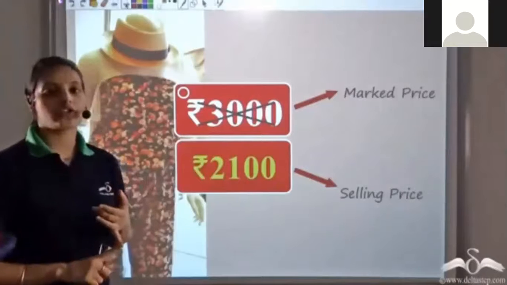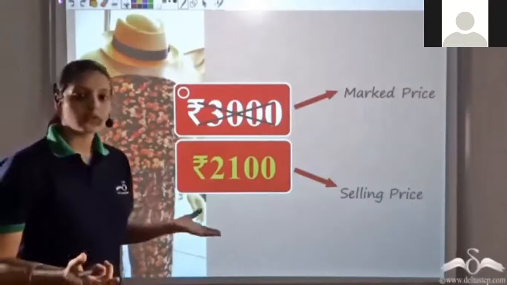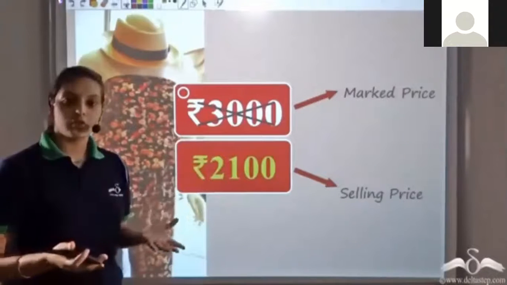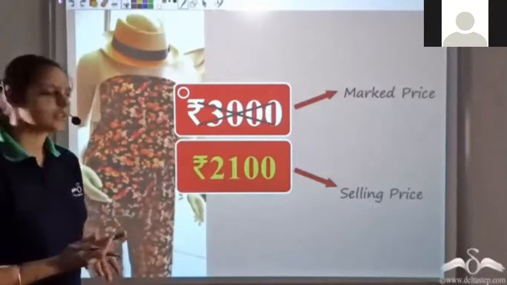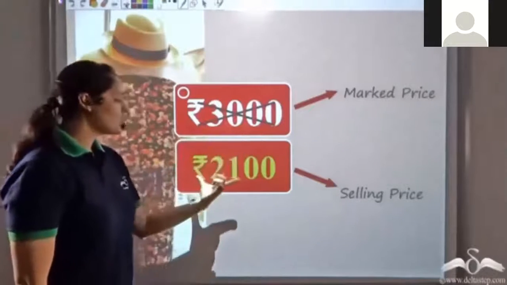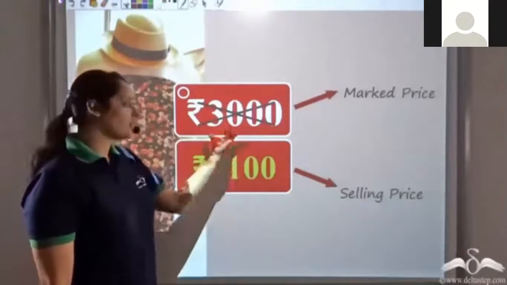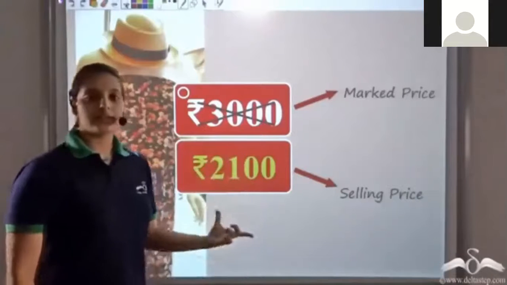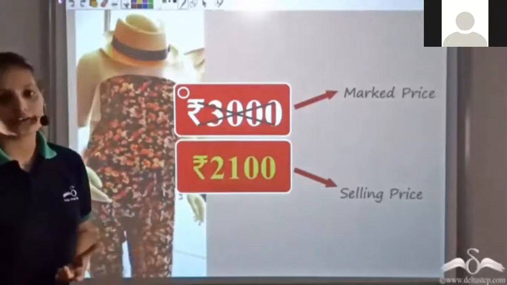Now this reduction in the price from 3000 to 2100 is what we call a discount. So all these gift vouchers are nothing but discounts. You might get discounts in other forms also. If you get a free gift, that's also a discount. So from 3000 to 2100, this reduction of 900 rupees is nothing but a discount of 900 rupees.